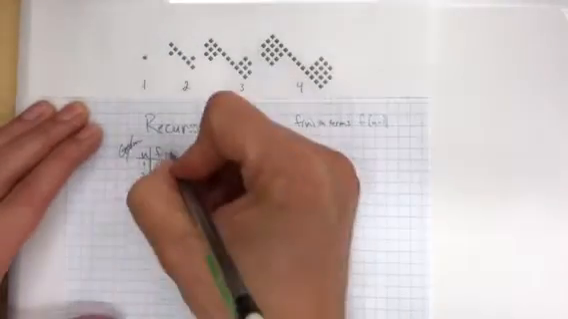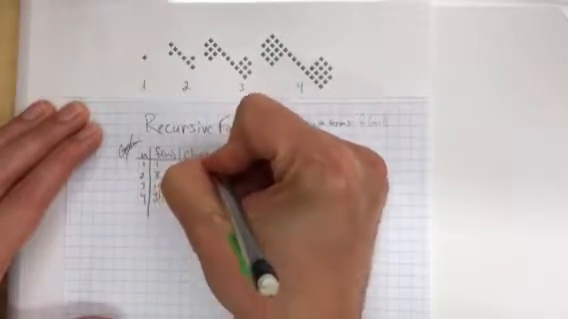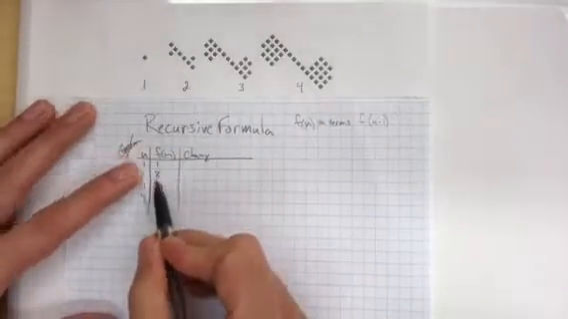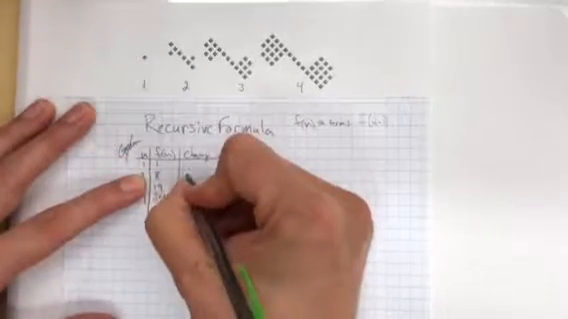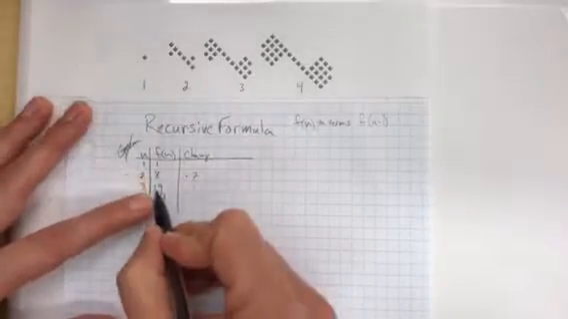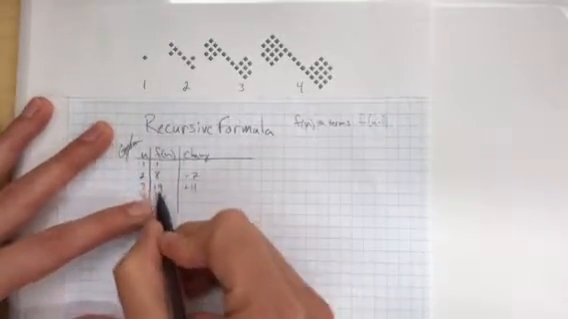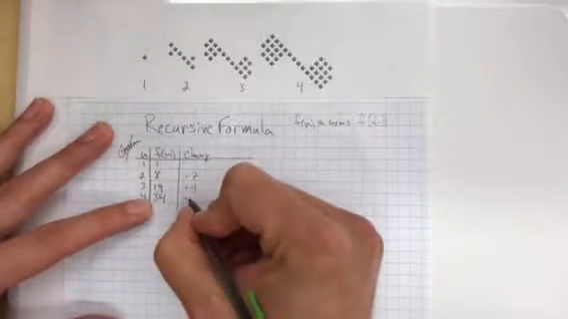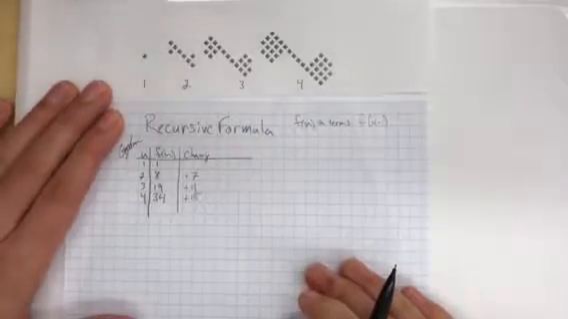So let's look at the change, okay? Adding the change, so the change here from 1 to 8 is 7. Okay, from 8 to 19 is 11. And from 19 to 34 is 15. Okay?